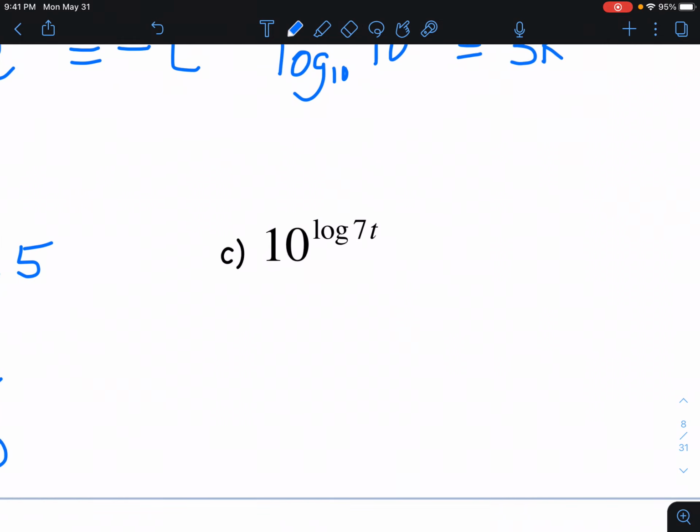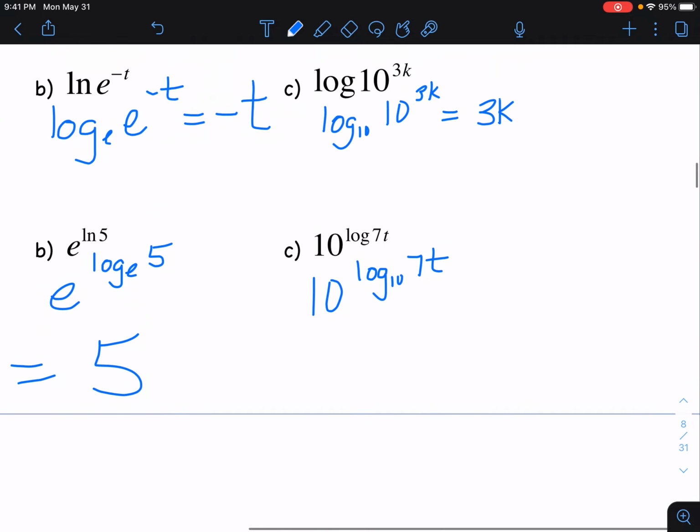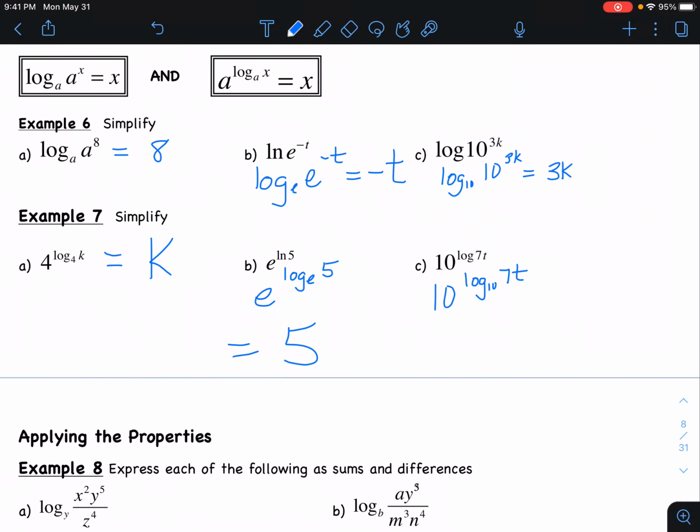Number 7. I'm going to take my log and my exponent. I'm going to fill in with the power of the base of 10. So it makes a little more sense now. And I go, oh, those 10s kind of match up. I'm using my shortcut property again. And my answer is 7t.